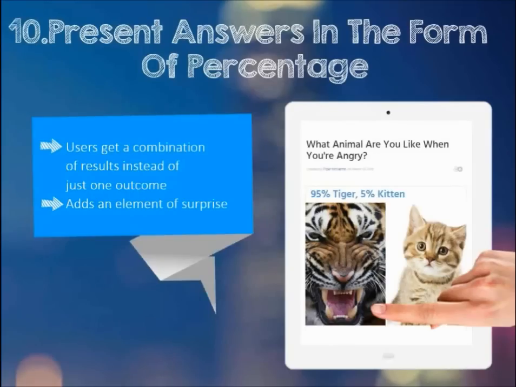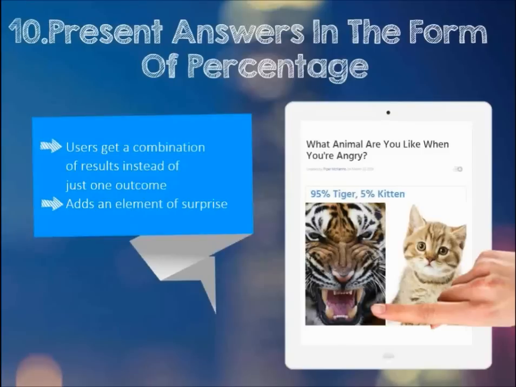Number 10, presenting the answers in a new way is always a cool thing to play around with in this format. For example, showing your answers in the form of a percentage. Now, if the memory quiz example we just showed you illustrates how to ask questions in an unconventional way, the next example we're going to show you will show you how to present your final results in an unconventional way as well. So what's cool about this quiz is that it sort of gives the audience something that they haven't already seen a million times.